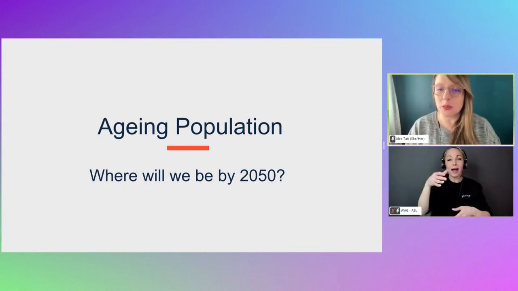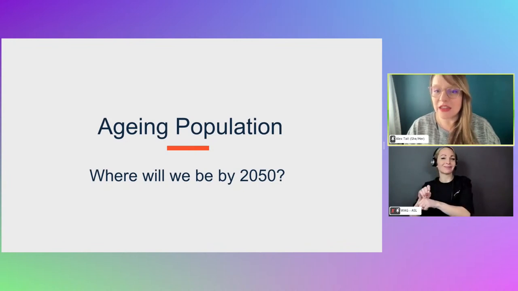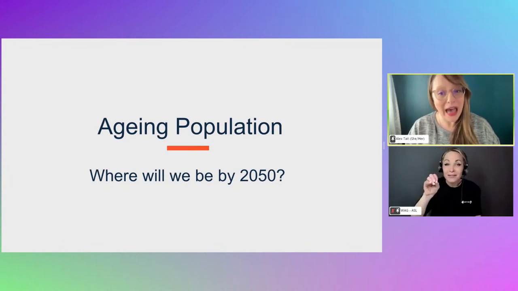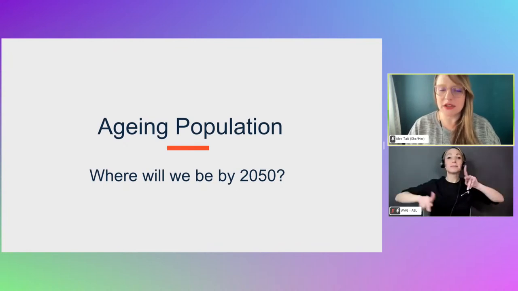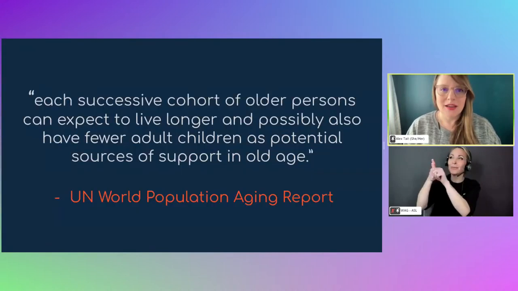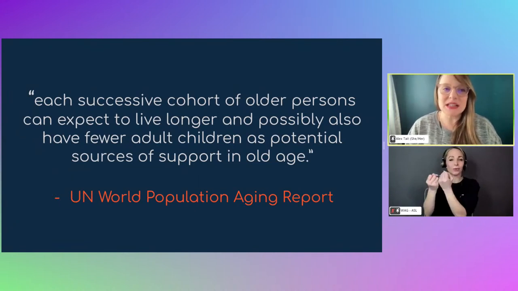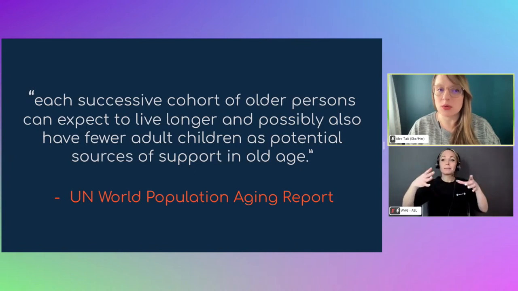In 2015, there were 7 people in the traditional working ages of 20 to 64 for each older person aged 65 and over. By 2050, there will only be 3.5, so half as many working-aged people for each person over 65. And this is according to the United Nations Department of Economic and Social Affairs. The UN World Population Aging Report indicates that each successive cohort of older persons can expect to live longer and possibly also have fewer adult children as a potential source of support in old age.